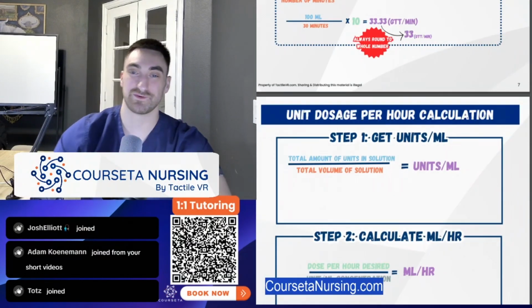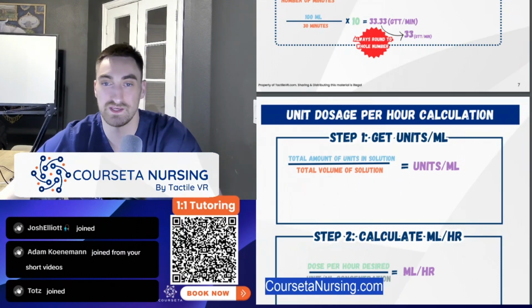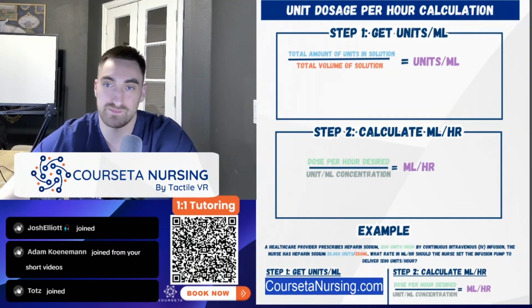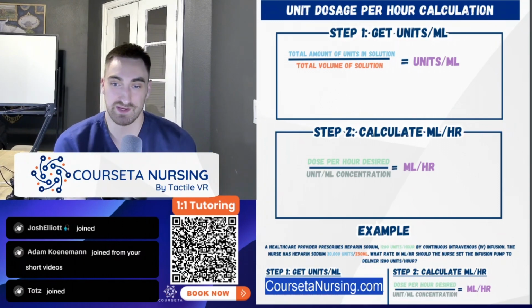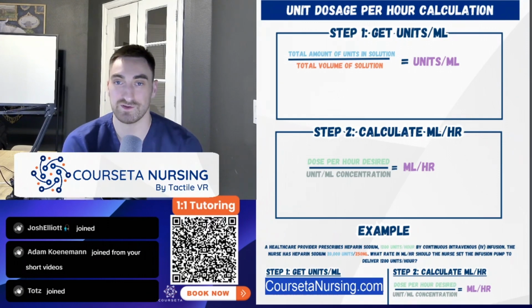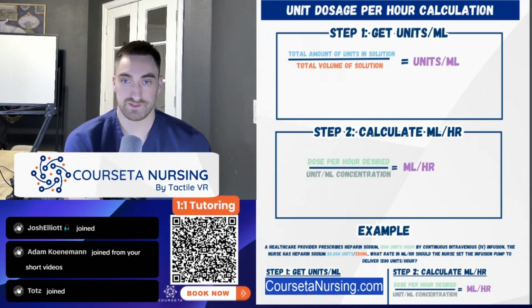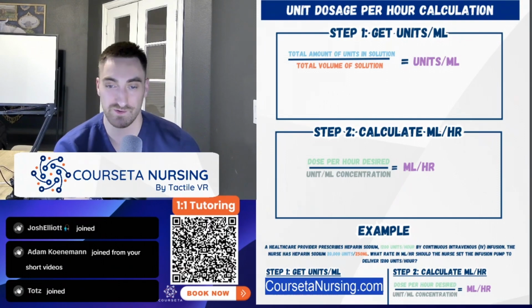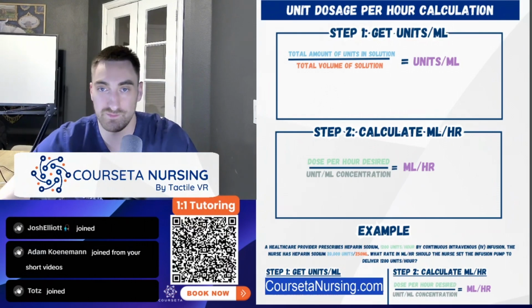All right, so this is probably the most difficult version of dosage calculation: unit dosage per hour calculations. There are 2 steps to it, so this is your multi-step problem. A lot of times they'll give you heparin as an example for these kinds of problems, because it's usually in units per hour. Step number 1 is just getting your units per mL. It really depends on the problem, but if it's heparin, it's usually already going to be in units, so you wouldn't have to do step 1 with conversion.